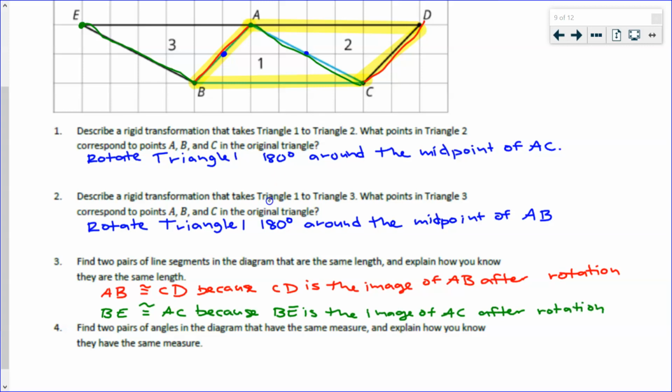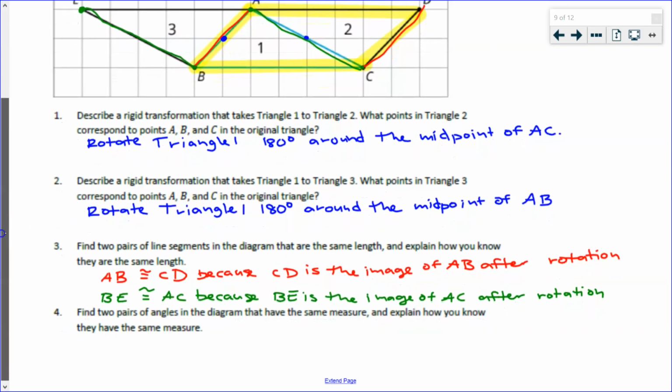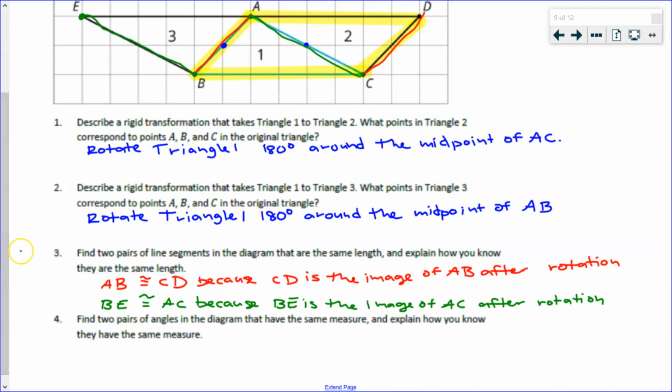And now it gets to be tricky when we start looking at the angles and how we're going to talk about those angles. So again, I'll help you out with the first one, and then I want you guys to do the second one on your own. It says find two pairs of angles in the diagram that have the same measure. So I'm going to choose angle ABC, which means I would start at A, go to B, and go to C. And look at the angle that I traced. Do you see that angle? I'm actually going to color it in.